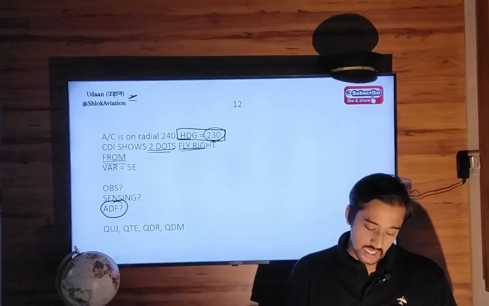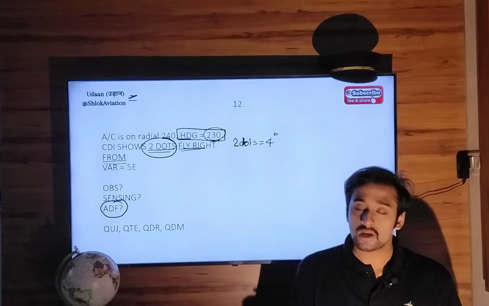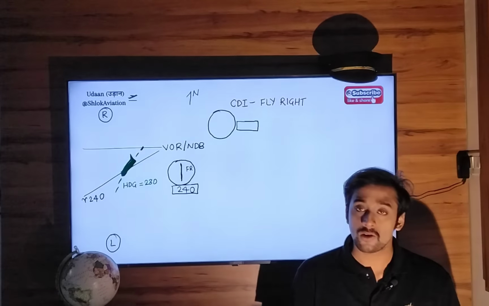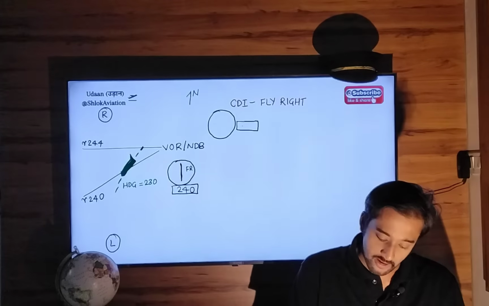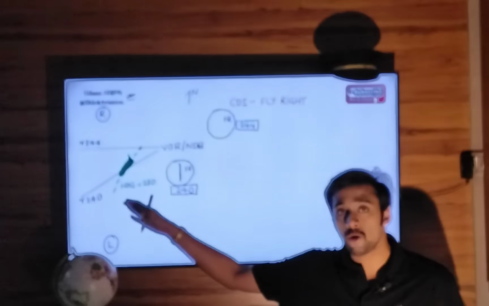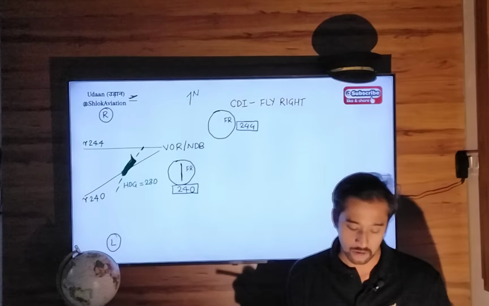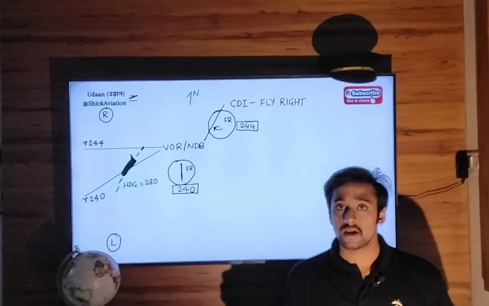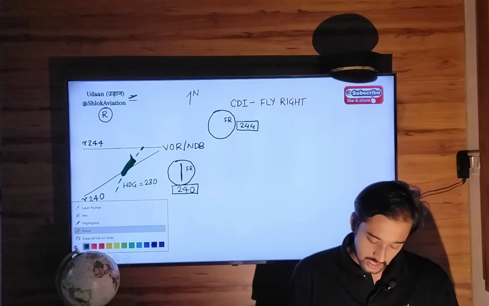Now how much more? It is two dots. One dot is equal to 2 degrees, so two dots will be equal to 4 degrees. So 4 degrees to the right of 240 is radial 244. So you have put 244 and that's why you continue to get from indication, because you're flying outbound and these two radials are also taking you outbound. The job of radials is to take you outbound. And the CDI needle has gone to the right hand side.